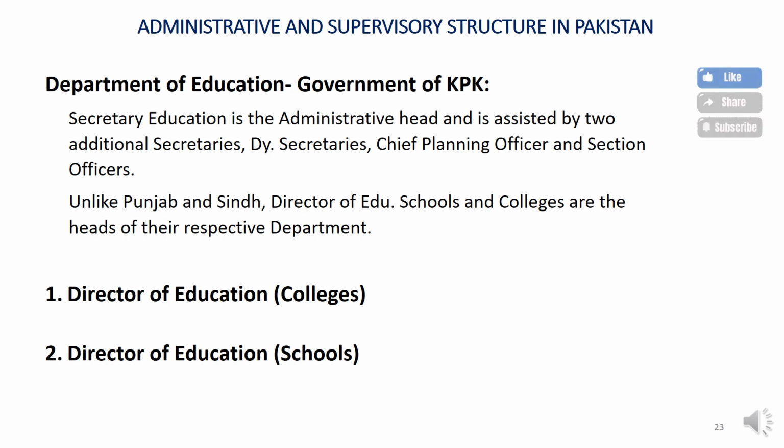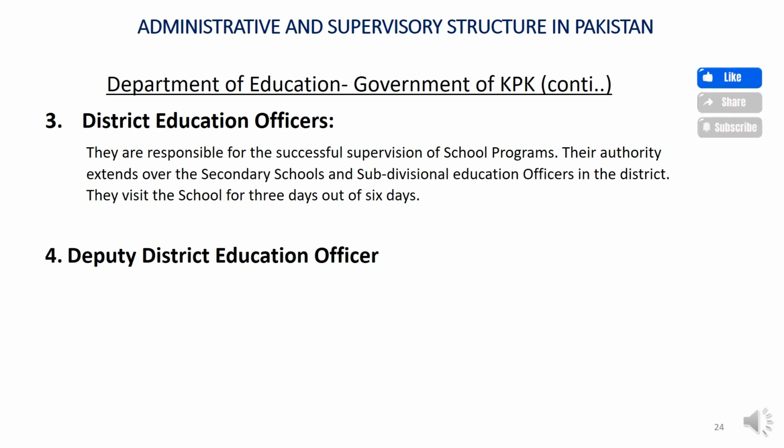So now there is the Department of Education, and we will discuss the government of KPK. The Secretary of Education is the administrative head, and he is assisted by two additional secretaries. And unlike Punjab and Sindh, the Director of Education, schools and colleges are the heads of the respective departments. There are the Director of Education for colleges and the Director of Education for district education officers. So they are responsible for successful supervision of school programs. The authority extends over the secondary schools and subdivisional education officers in the district. So they visit the schools for 3 days out of 6 days.